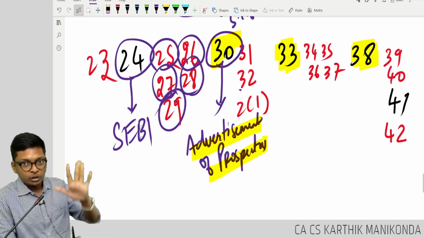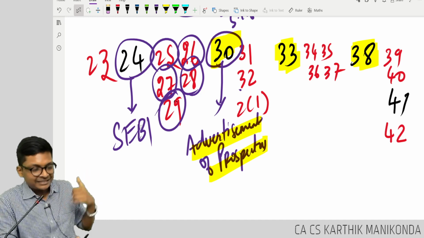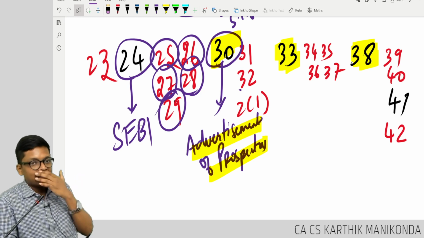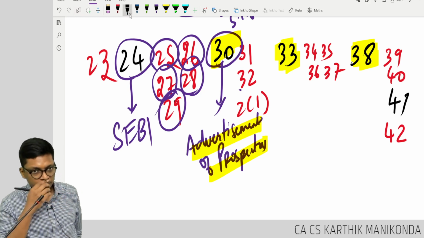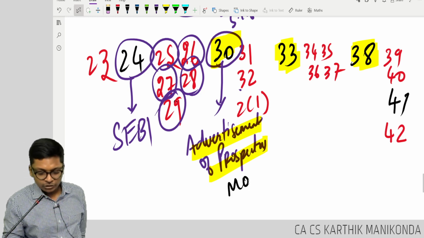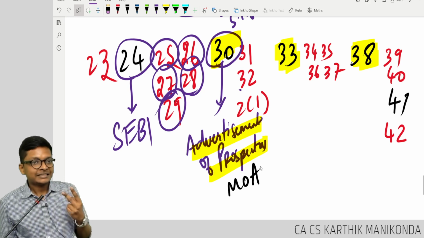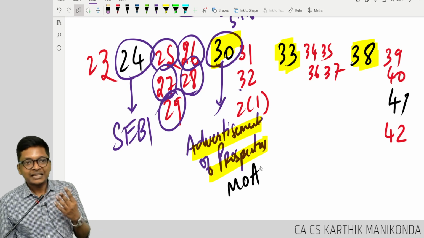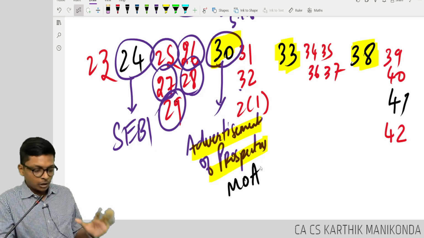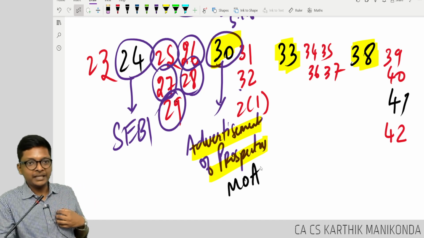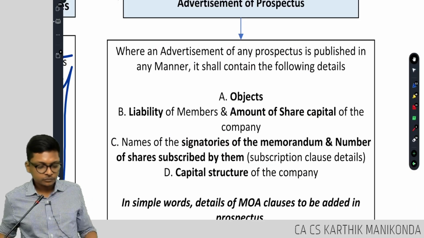So if a company wants to give a newspaper ad that we are going for an IPO or FPO, that is section number 30. When they are saying we go for an ad, what is mandatory in that ad is the contents of the MOA: object clause, situation clause, name clause, capital clause, liability clause. Correct? All those should be there in the advertisement. Clauses of MOA. Now go read.